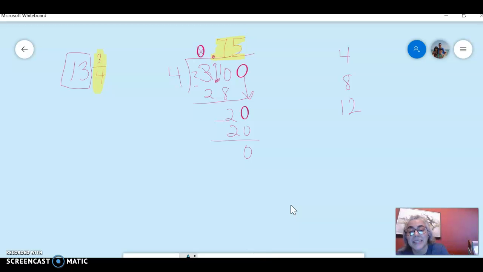But remember, we boxed this guy over here. Okay, and that guy is special. That guy goes here where that 0 is. So 13 and 3/4 is equivalent to 13 and 75 hundredths. Okay, so when you have a mixed number like that, the whole number piece is going to stay the same. And all you're going to do is focus on converting the fraction part into a decimal.